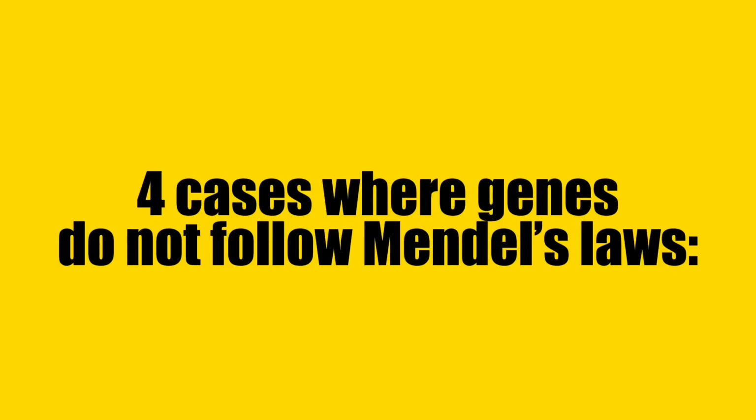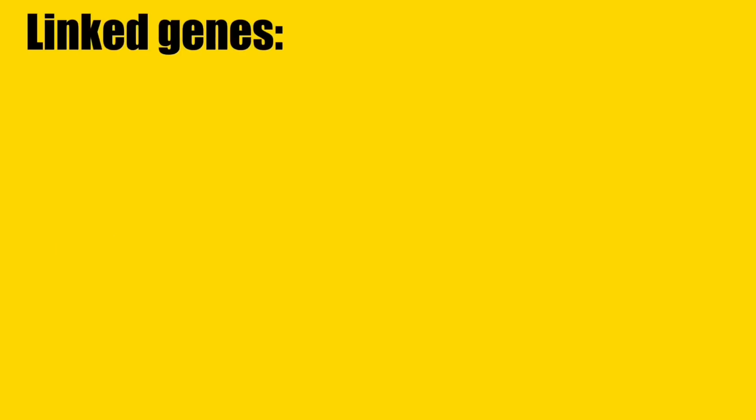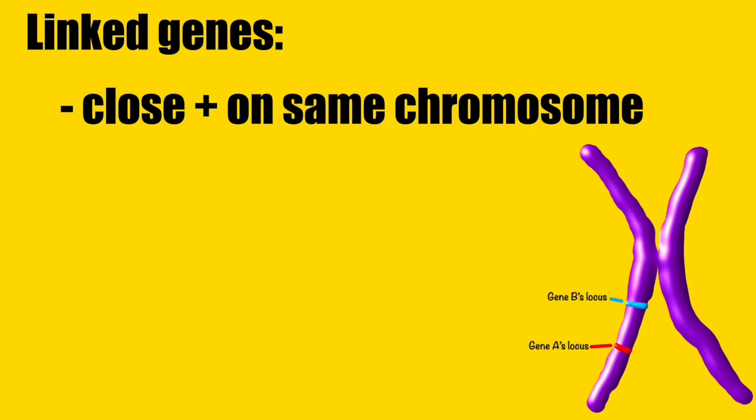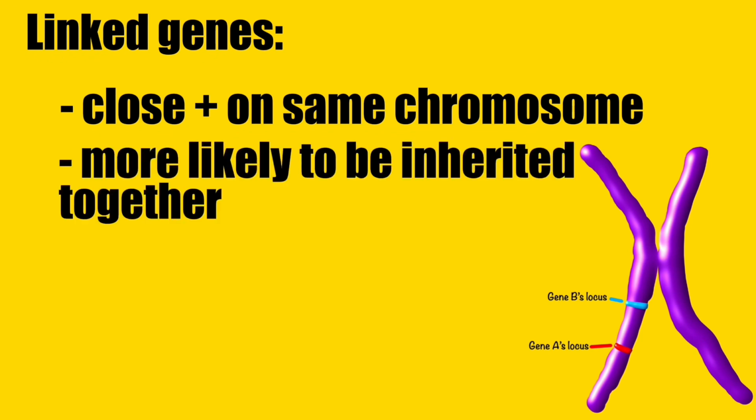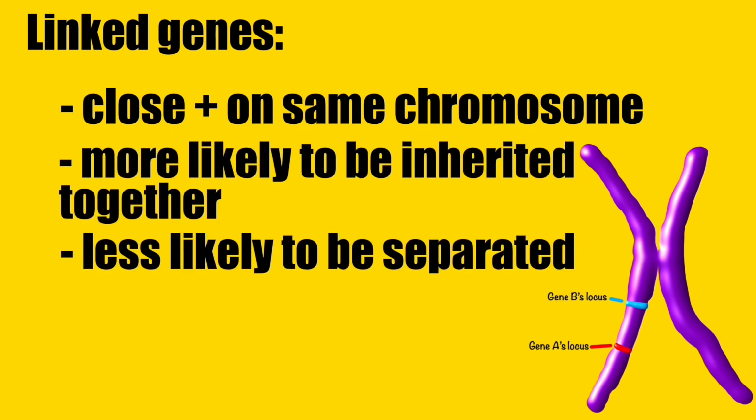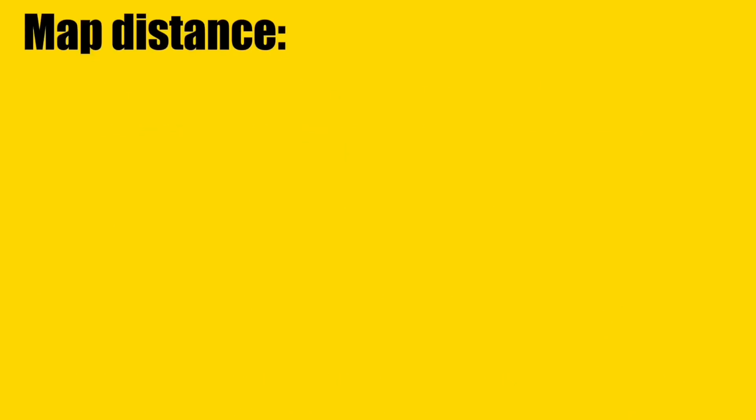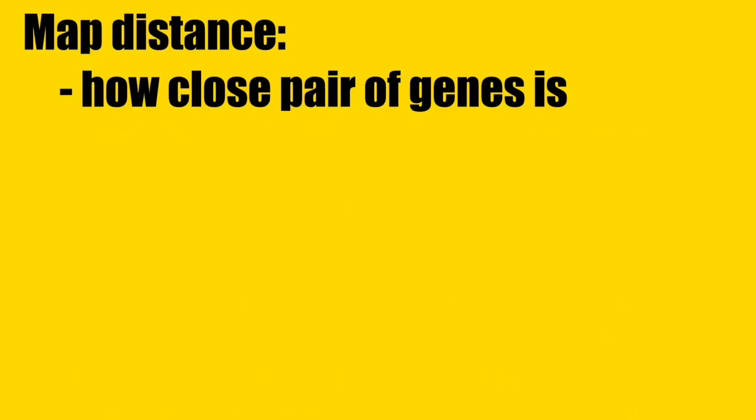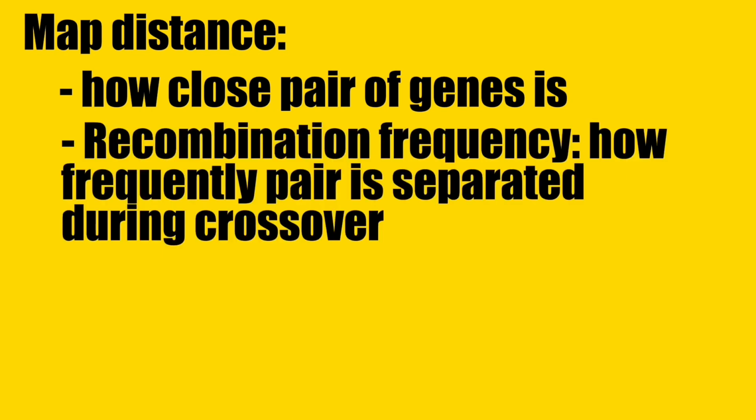Okay, now that we finish with Mendelian genetics, let's get into the 4 cases that genetics will not follow Mendel's laws. Linked genes are genes that are close to one another on the same chromosome and are usually inherited together. They are less likely to be separated during meiosis, and it's important to know how to calculate the map distance, which is how close a pair of linked genes is, and also how frequently a pair of genes participates in a single crossover event.